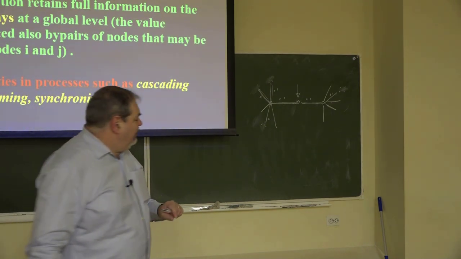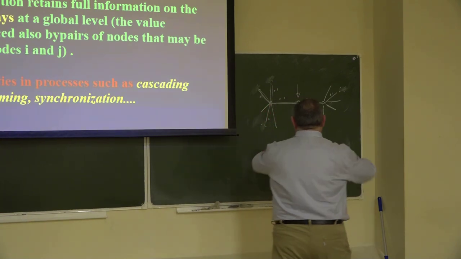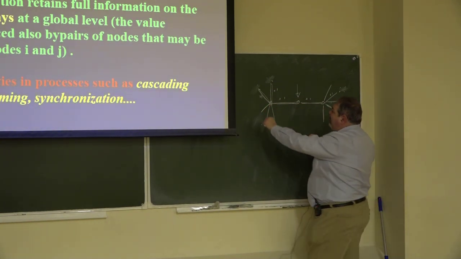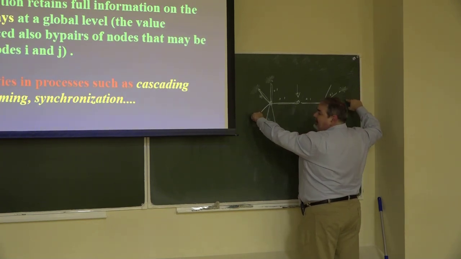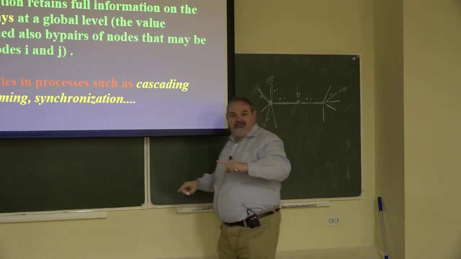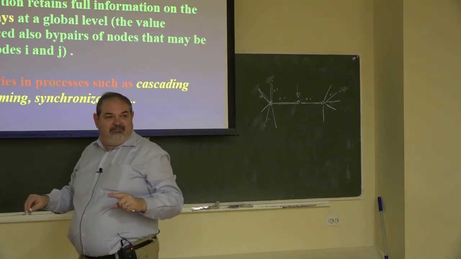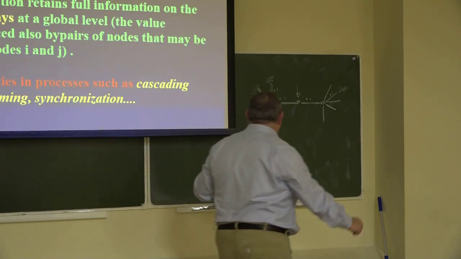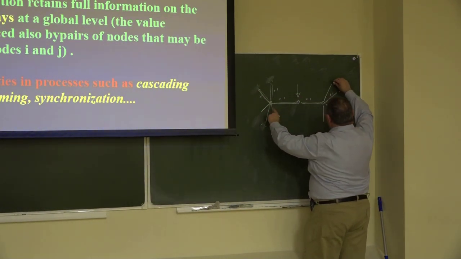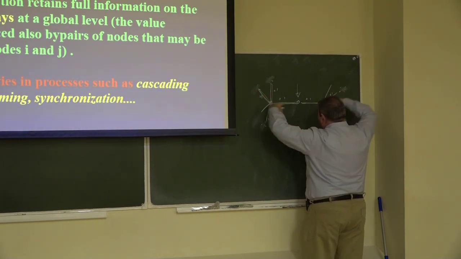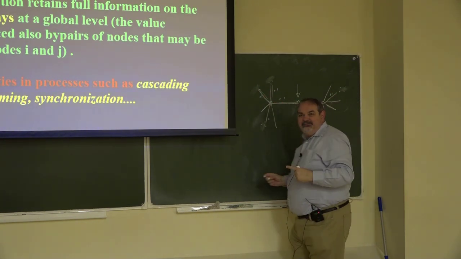Correct? Now you understand that these two links are very charged, these two. Because if I take any node here and any node there, I need to pass here. No? So the load of this will be 1 million, because I have 1 million nodes here, 1 million nodes there, and all the possible combinations need to pass here.